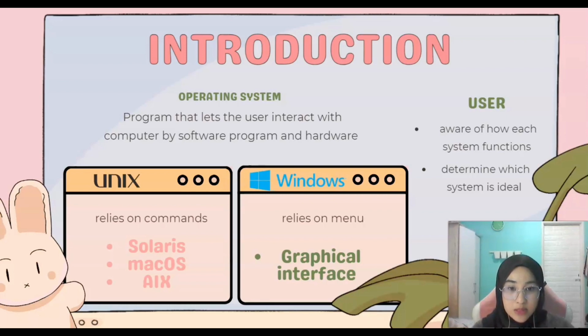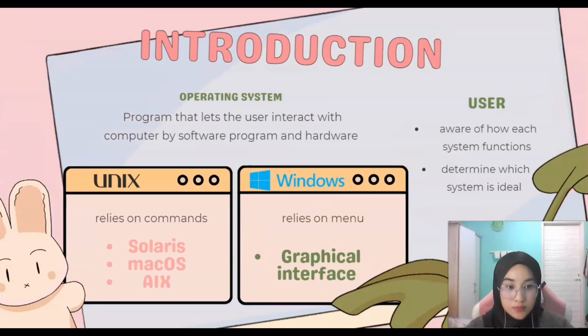Both operating systems have their benefits and drawbacks. The user must determine which will best meet their computer needs. Users should be aware of how each system functions and what it is designed to do in order to determine which system is ideal.